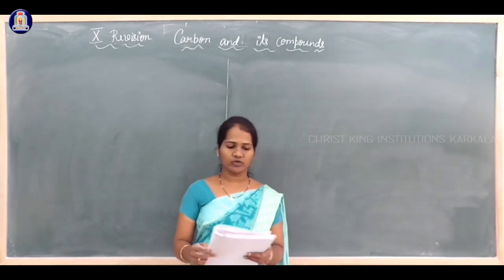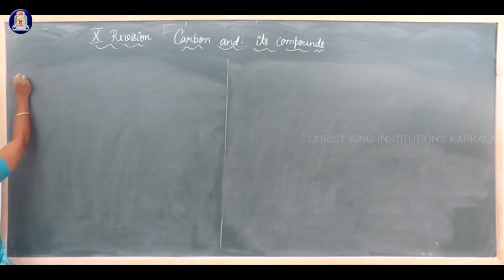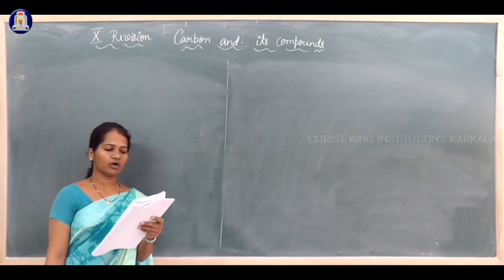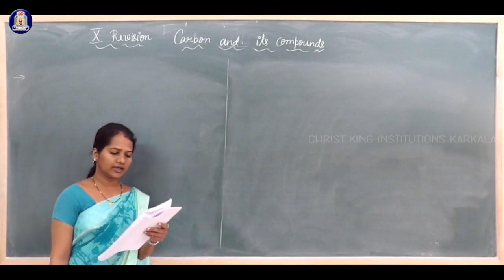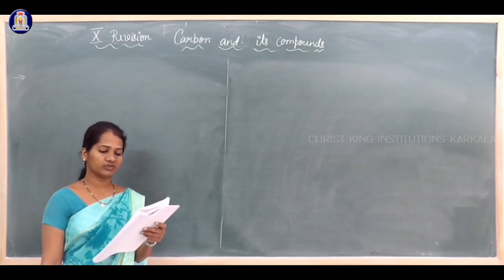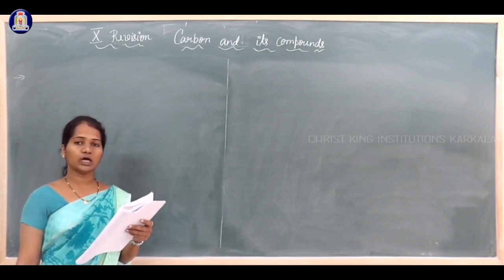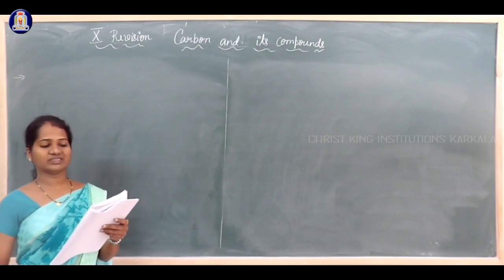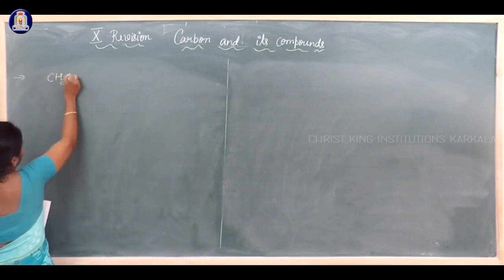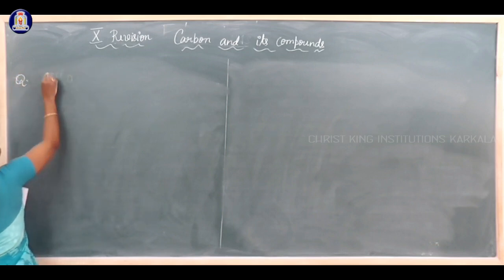We'll move to the next question. The question is like this. The molecular formula of the first member of a certain group of organic compound is CH2O. Write the name and molecular formula of the third member of this group. The molecular formula of the first member of a certain group is given as CH2O. I will write the question.